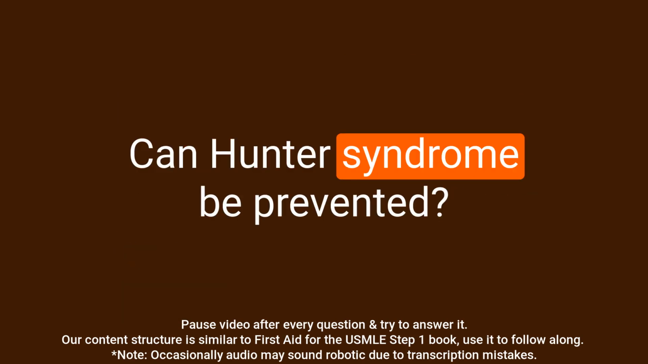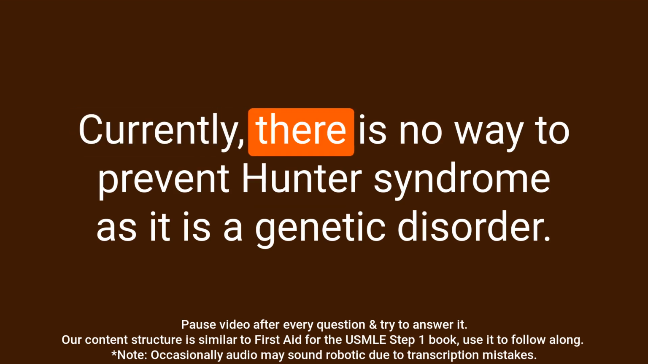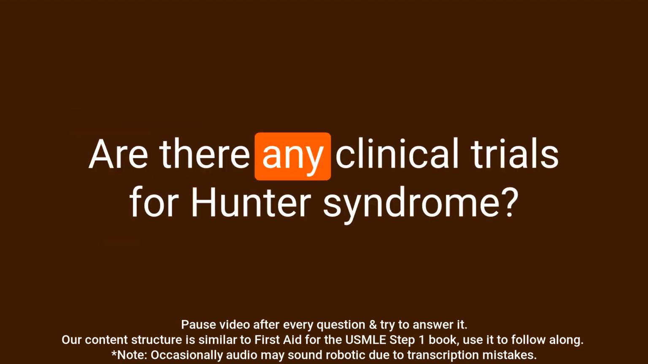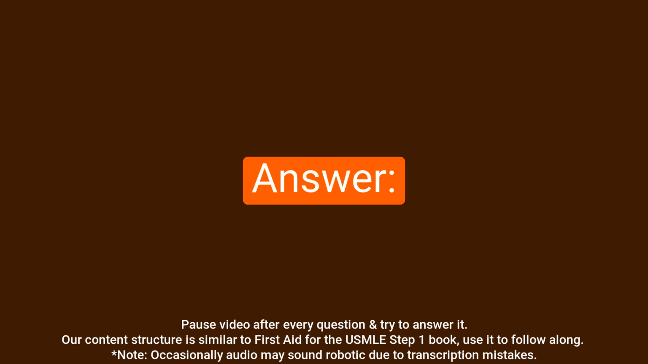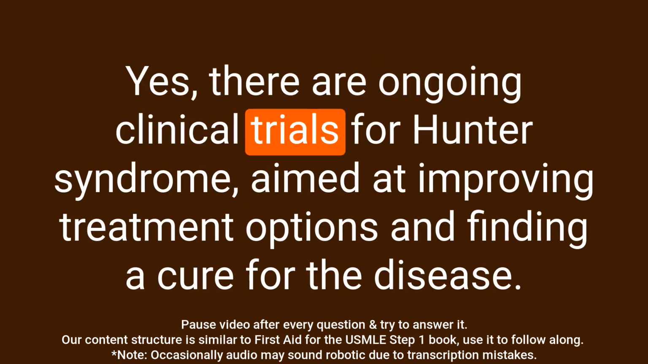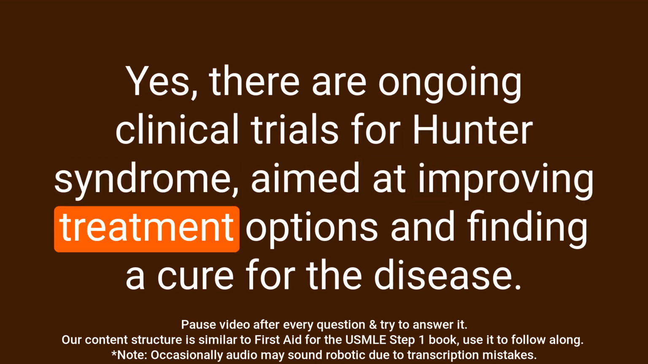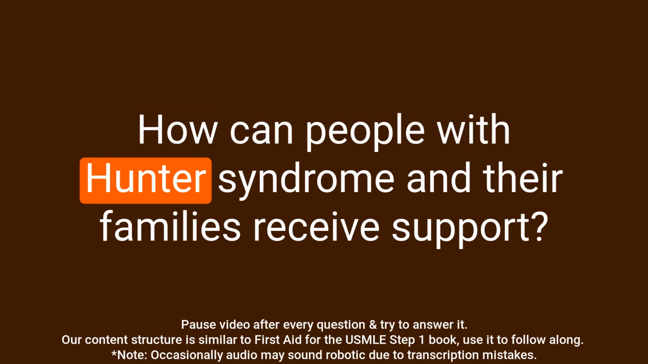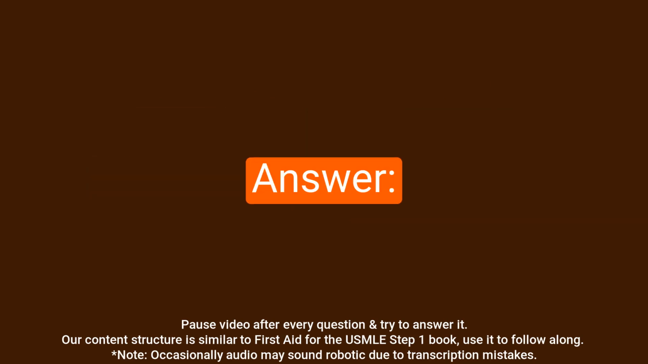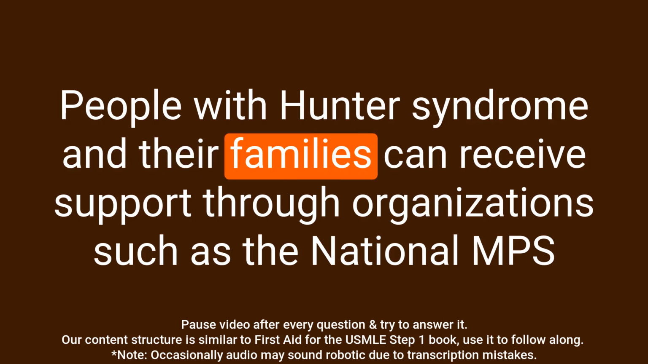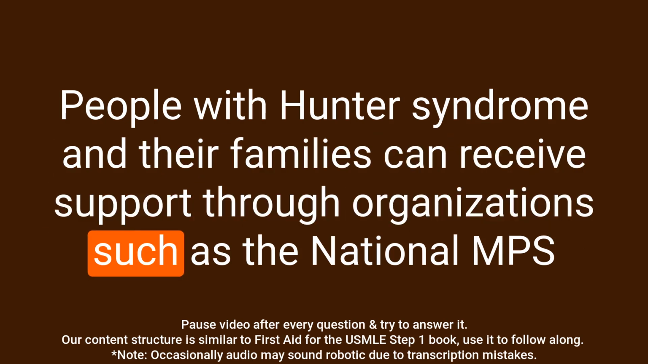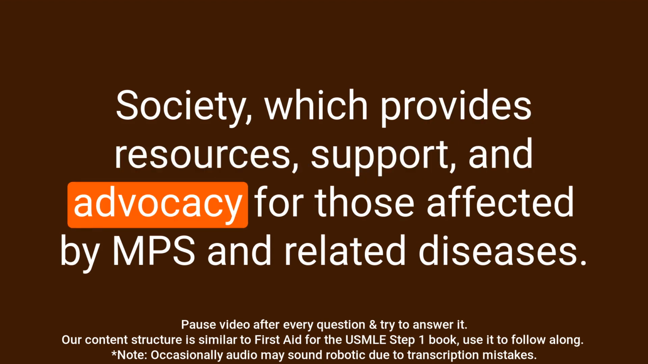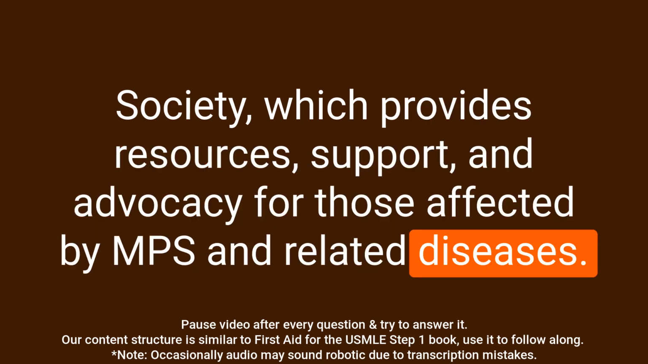Question: Can Hunter syndrome be prevented? Answer: Currently, there is no way to prevent Hunter syndrome as it is a genetic disorder. Question: Are there any clinical trials for Hunter syndrome? Answer: Yes, there are ongoing clinical trials for Hunter syndrome aimed at improving treatment options and finding a cure for the disease. Question: How can people with Hunter syndrome and their families receive support? Answer: People with Hunter syndrome and their families can receive support through organizations such as the National MPS Society, which provides resources, support, and advocacy for those affected by MPS and related diseases.